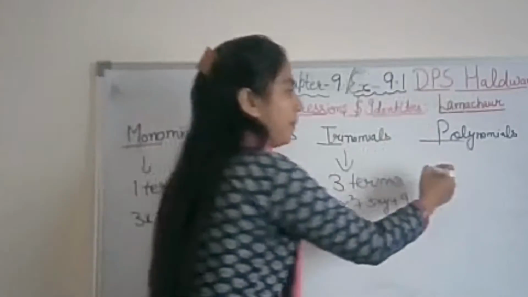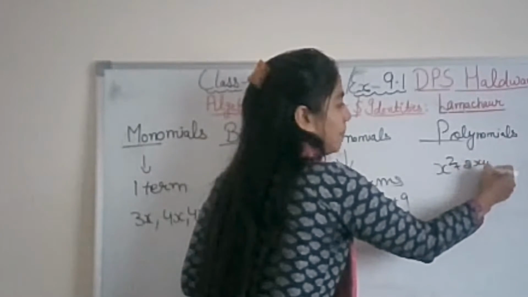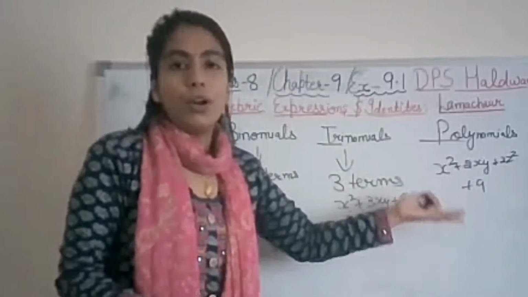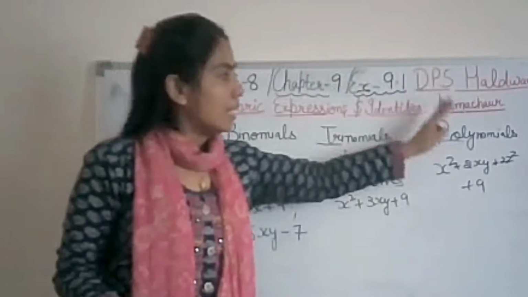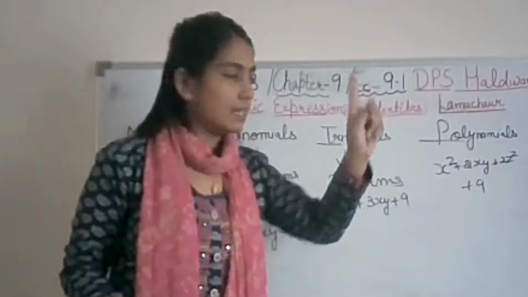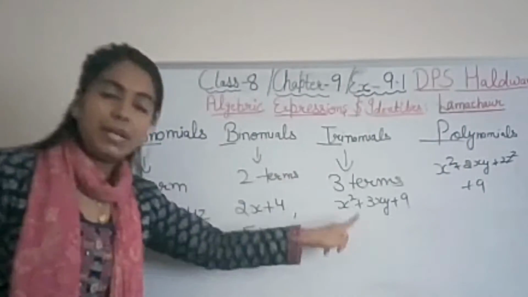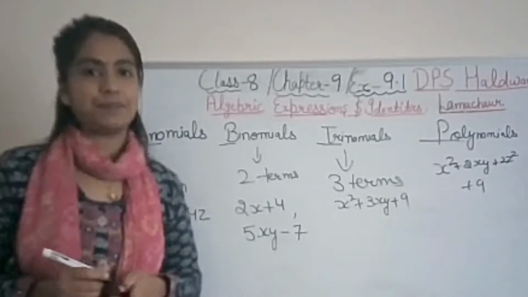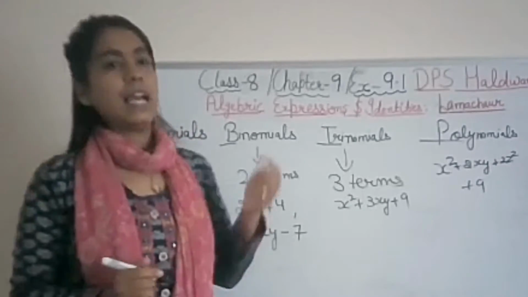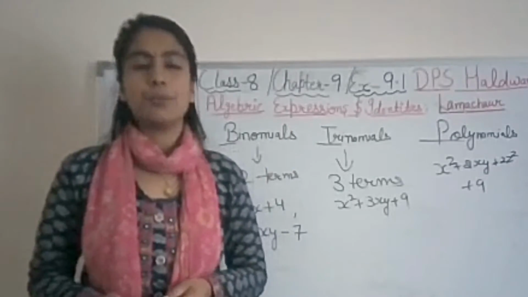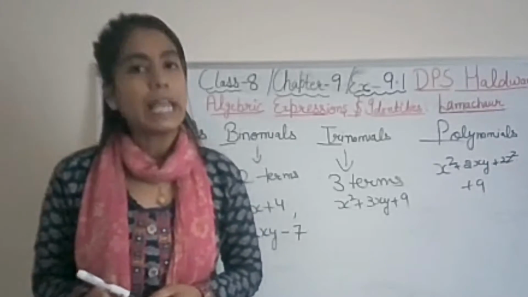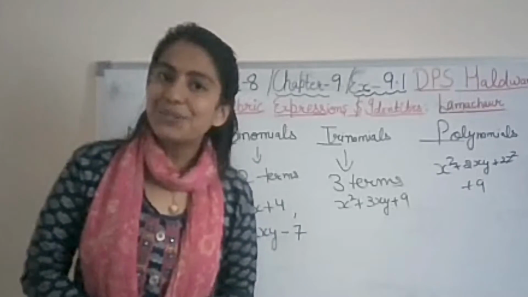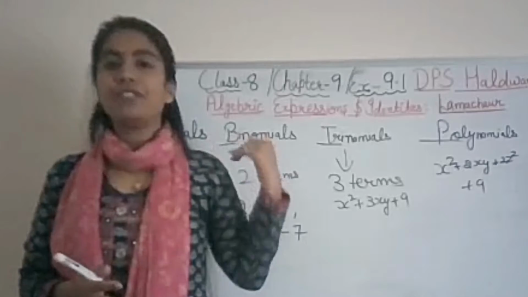Right student? For example, x square plus 2xy plus 2z square plus 9, that is called a polynomial. These terms all come under polynomial, but polynomial doesn't come under these terms, because trinomial has three terms only, binomial has two terms, monomial has one term. Got it, student? Very simple, as the name suggests. Mono means one term, bi means two terms, tri means three terms, and poly means many, n number of terms. So this is the second concept of this exercise.